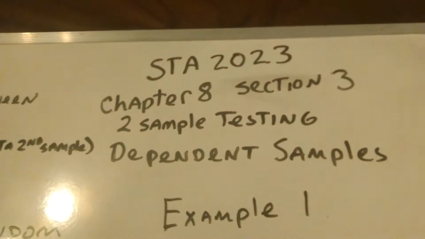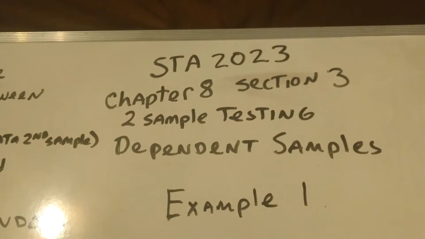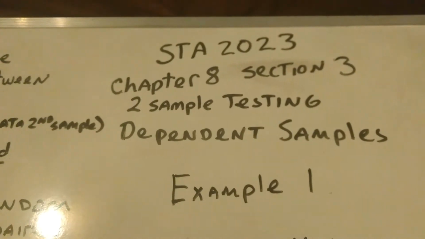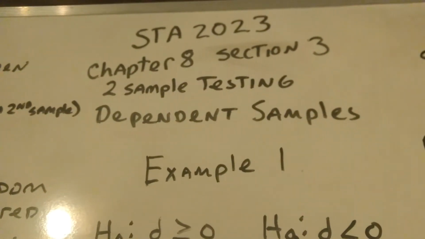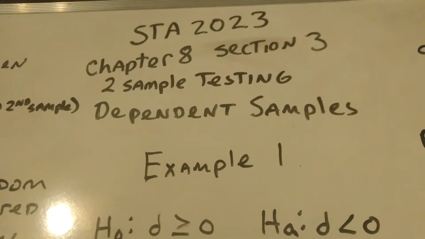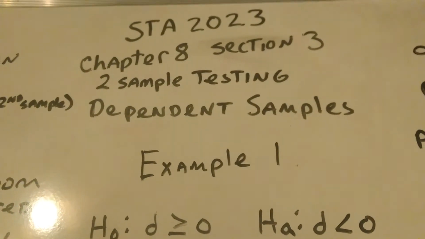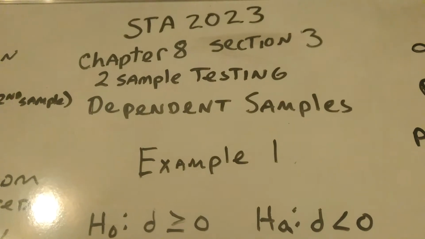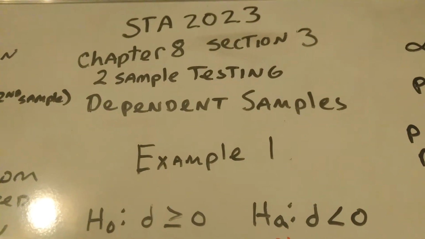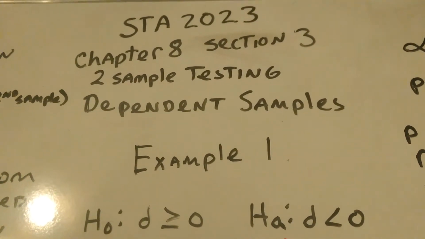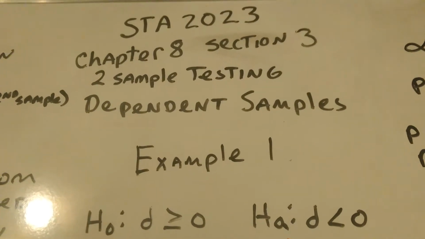Stats 2023. This is Chapter 8, Section 3. This is still two sample testing, but this is dealing with dependent samples. The first two sections dealt with independent samples. The first section was the z-test when sigma is known, independent samples. The second one, when sigma is unknown, was the t-test.